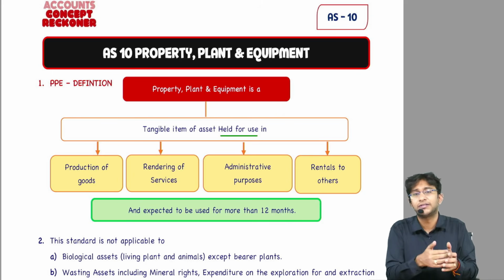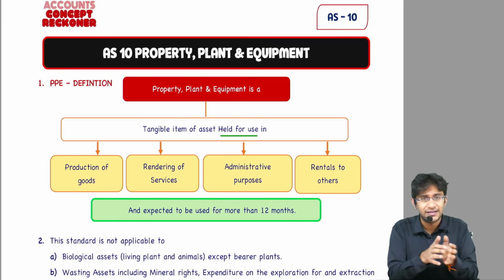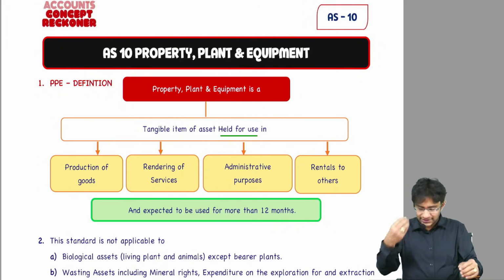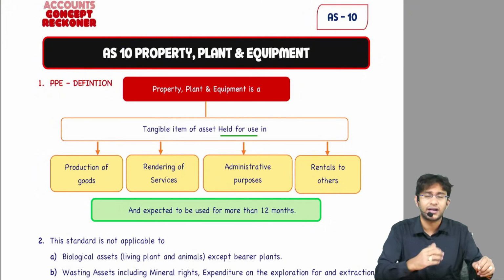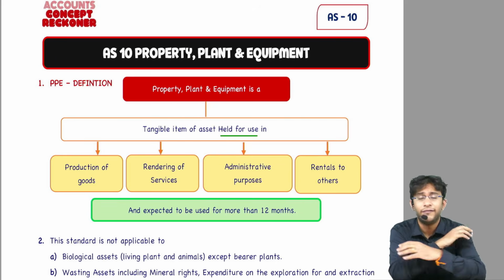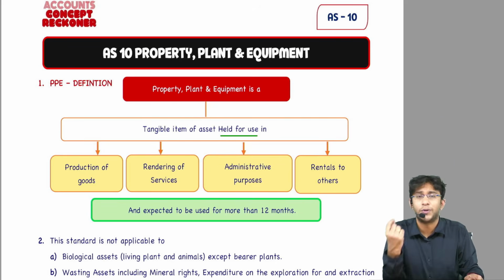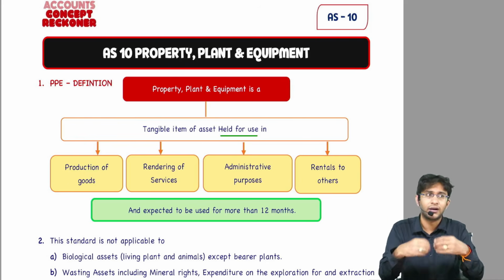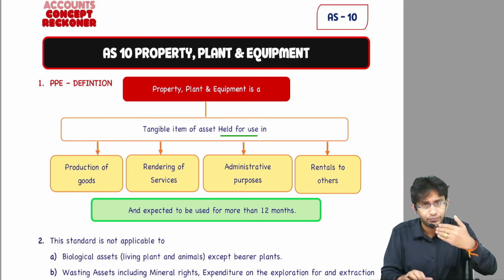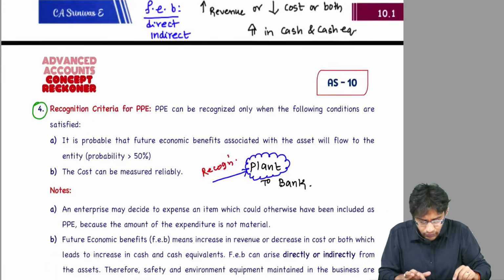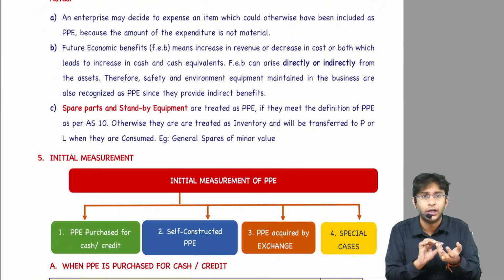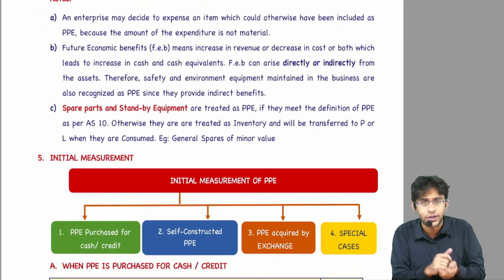So what if its life is less than 12 months? If it is less than 12 months, in that case, you will treat it as inventory. Now, there is a standard called AS 2. Under that standard, we will learn that inventories which are in the nature of stores, spares and all, whenever they are consumed, are booked as an expenditure in your P&L account. So whenever they are consumed, at that time you will put it in your P&L account. Otherwise, if its life is more than 12 months, then you will treat it as PPE. So that sums up our recognition criteria of PPE.